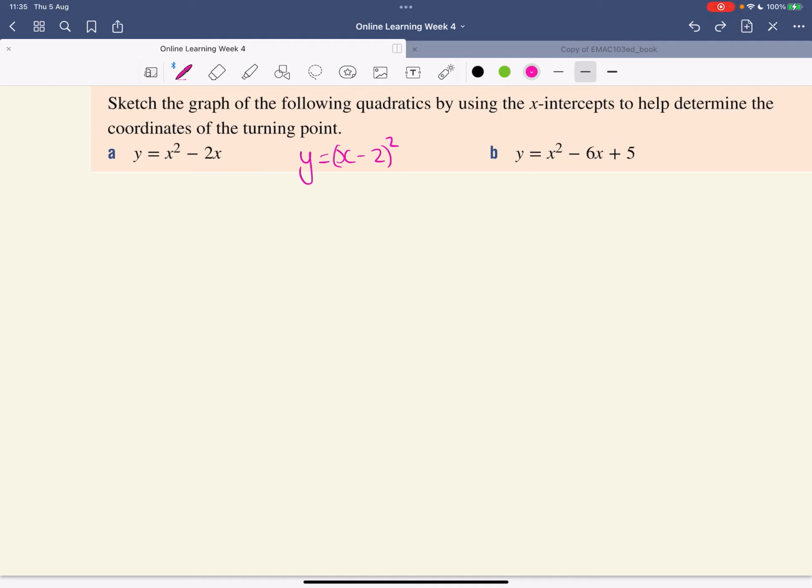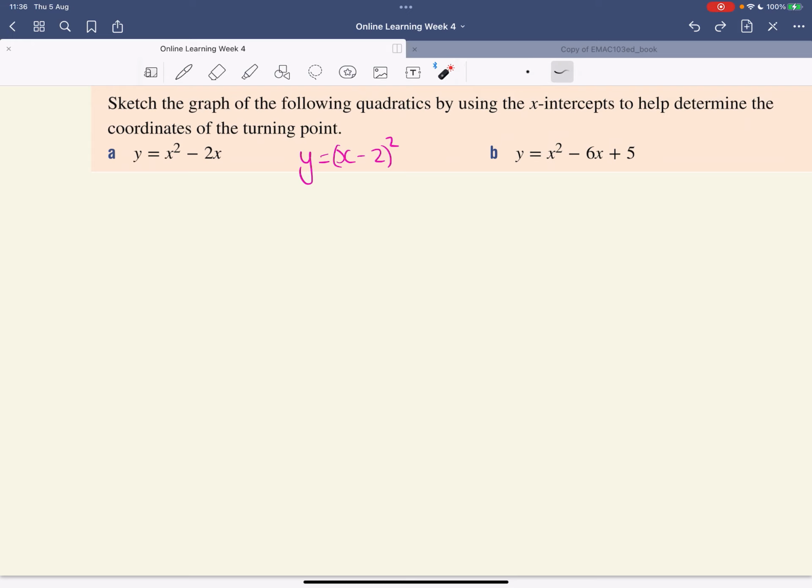Right, hello Year 10s. So this is Thursday's lesson. I've got a couple of examples here to get you going. Yesterday's lesson flows on nicely with today's lesson. We're just looking at different types of parabolas, or quadratic equations.